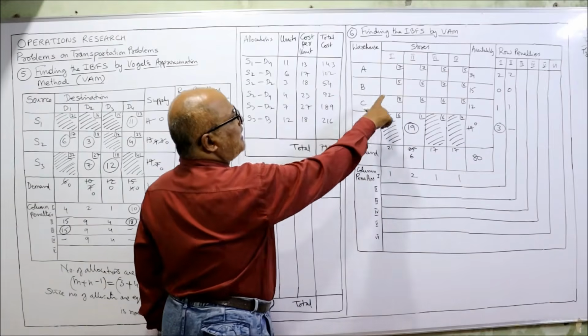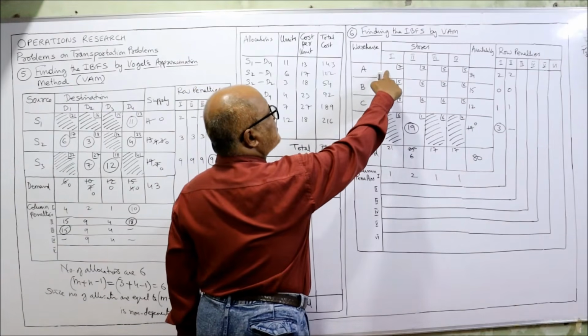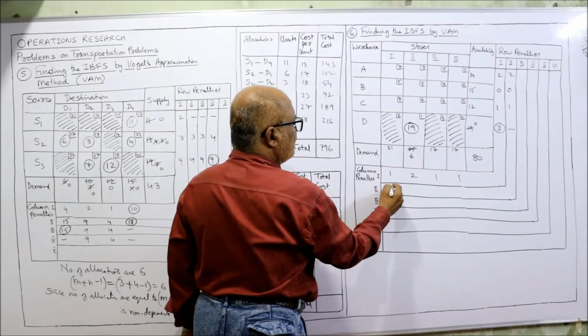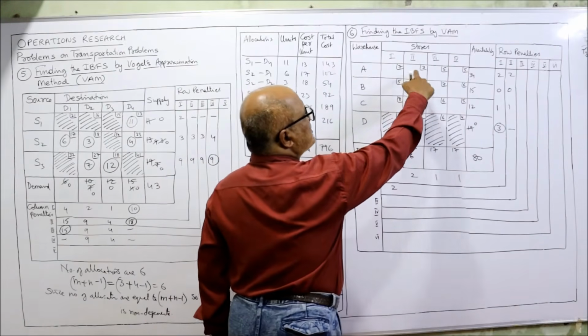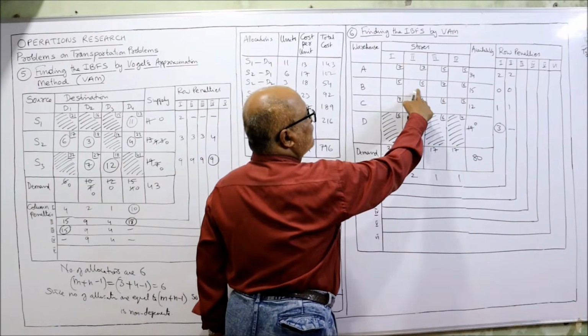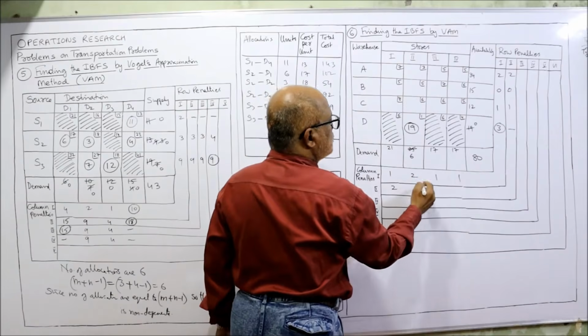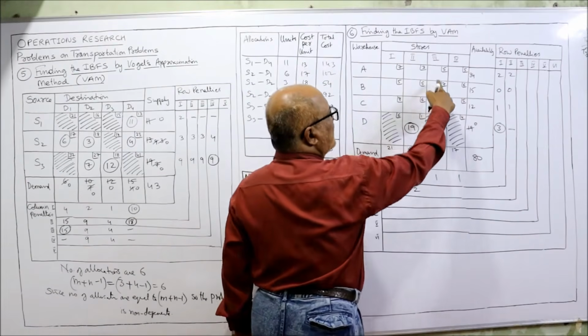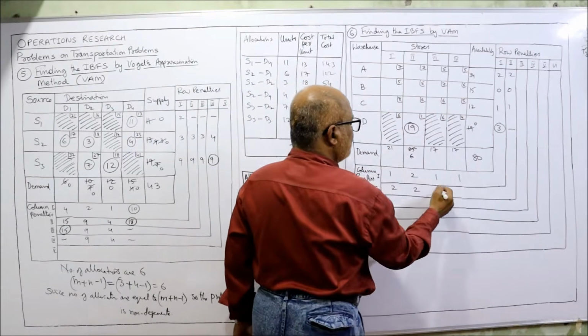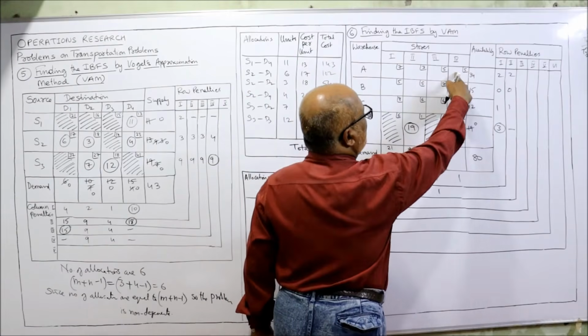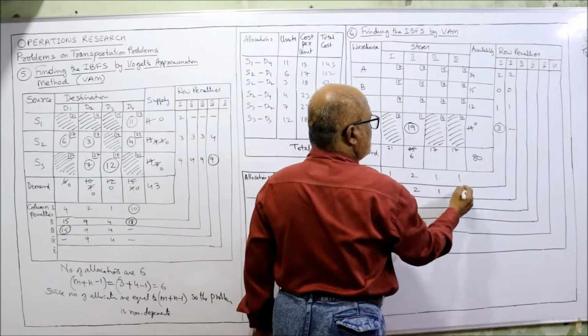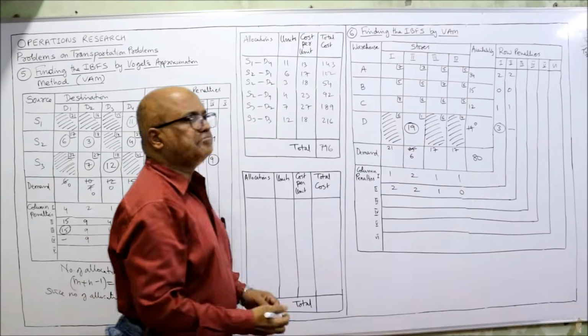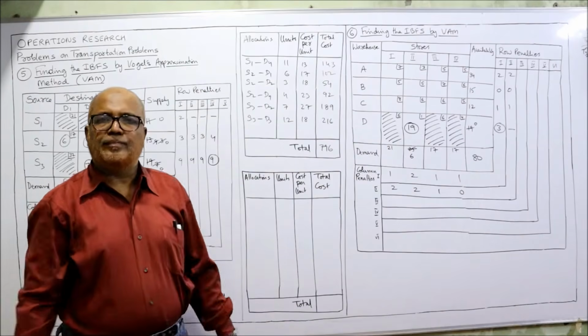Column wise, minimum is 5. Next minimum 7. So 7 minus 5, 2. Minimum is 3. Next minimum 5. 5 minus 3, 2. Minimum is 5. Next minimum 6. 6 minus 5, 1. Minimum 5. Next minimum 5, 0. That's all. Now what do you observe here?